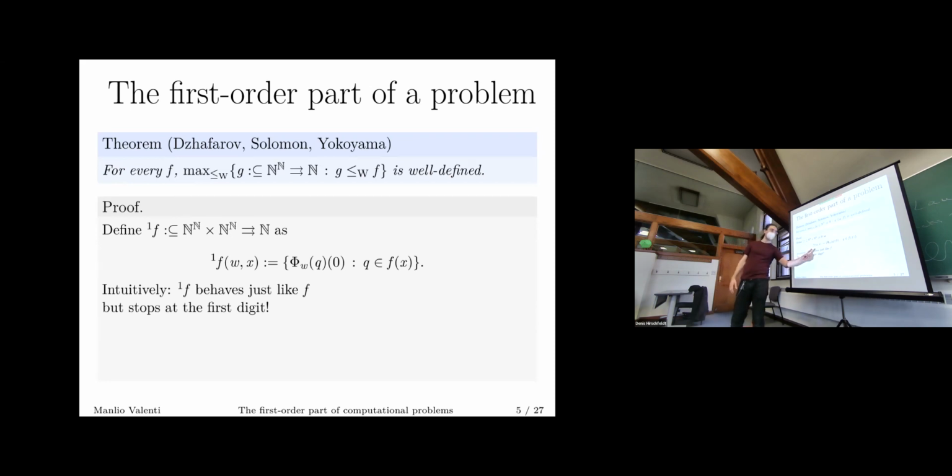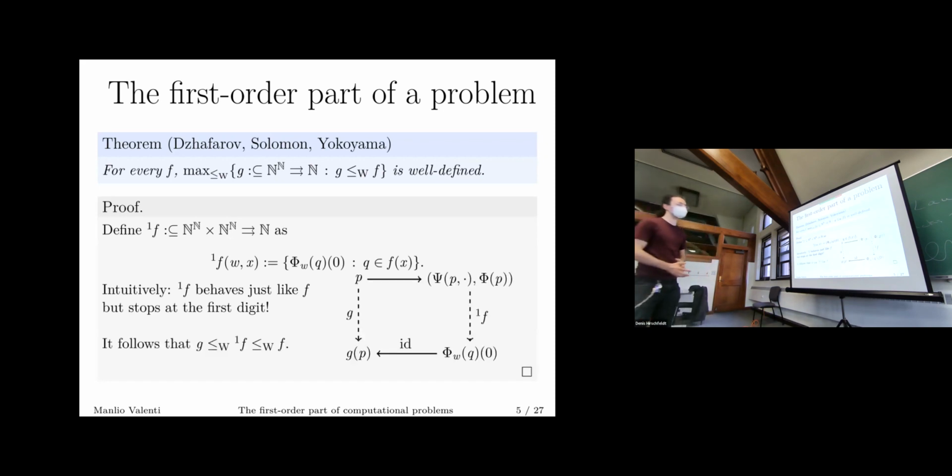takes an input, an index for a continuous functional, and an input for f. Intuitively, what it does is compute f, apply the functional, and stop at the first digit. Now with this definition, it's easy to see that it works. It's clearly reducible to f, because if you're given a solution for f, you just apply the functional and stop at the first digit. And it clearly computes G, because that's the way we built it. And it's flexible enough to compute any such G, in fact.